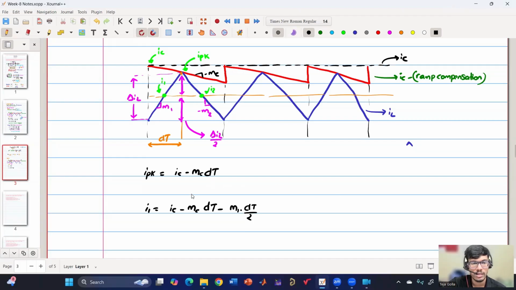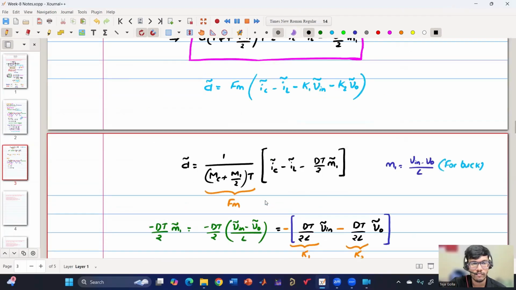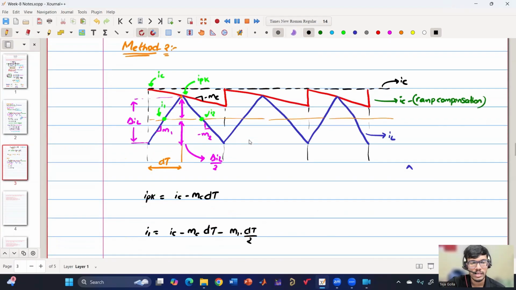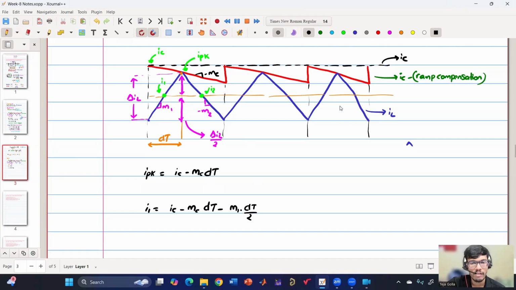So I1 is the expression we have gotten in method one. But previously, what we considered was the average of IL as I1. Now we are not going to do exactly that, we'll do it slightly differently. We'll also calculate I2. So I2 is nothing but IC minus MC dt minus M2 into 1 minus dt by 2.